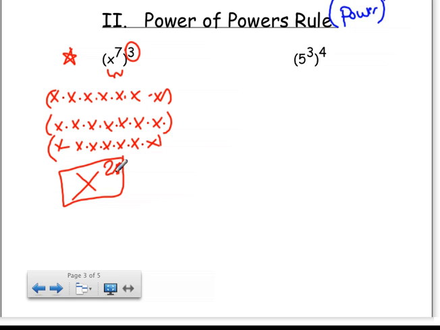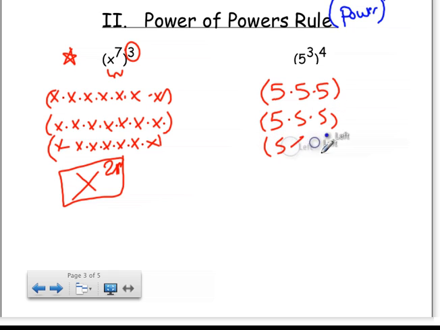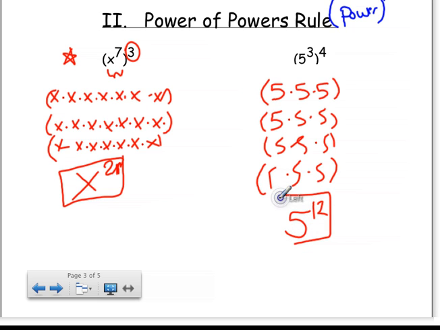You can also, again, do this with whole numbers. 5 to the 3rd really means 5 times 5 times 5. That's 5 to the 3rd 1 time, but we need to do 5 to the 3rd 4 times. So that means times 5 times 5 times 5 and so on, in total twelve 5's. If you see the pattern, you know that this is really 5 to the 12th.